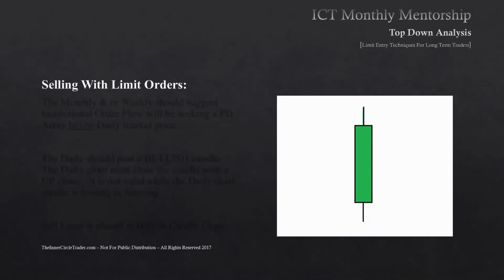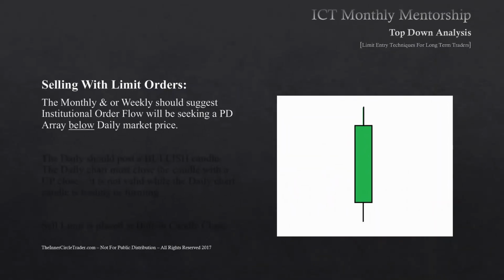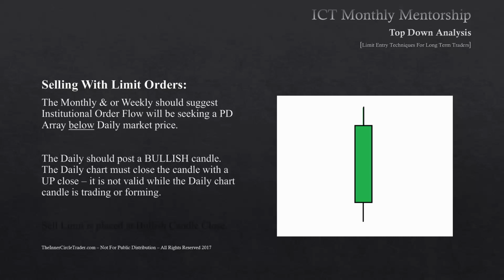Okay, selling with limit orders, just like we had with the sell stops, the monthly and or weekly should suggest institutional order flow. We'll be seeking PD arrays below daily market price. The daily should post a bullish candle, and the daily chart must close the candle with an up close. It is not valid while the daily chart candle is trading and or forming. And the sell limit is going to be placed at the bullish candle's close.